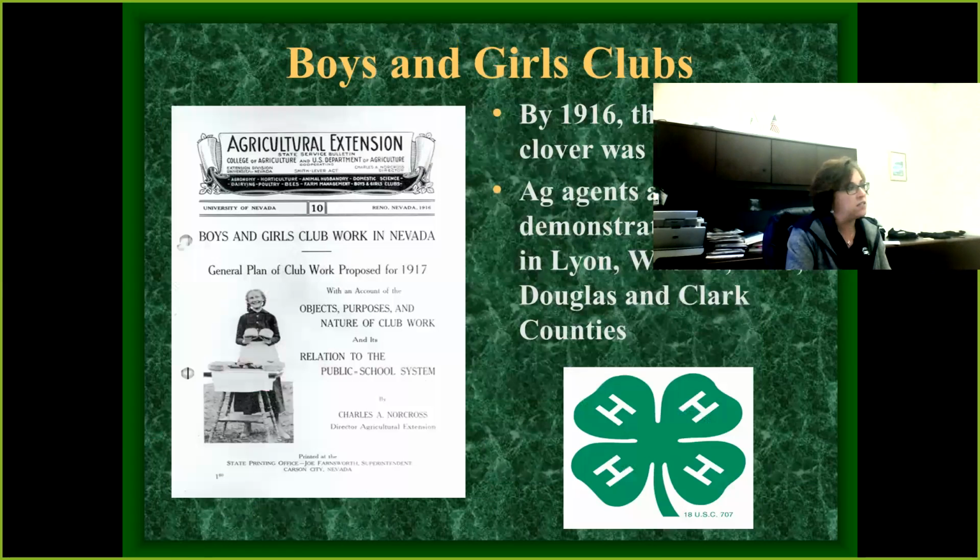So in 1916, the four-leaf clover was well known. It was getting to be known across the state. And we had ag agents and home demonstrators that worked in Lyon, Washoe, Elko, Douglas, and Clark counties. This is just an example of one of their flyers that they would send out. This was one to promote 4-H, trying to get more 4-H members, it looks like.